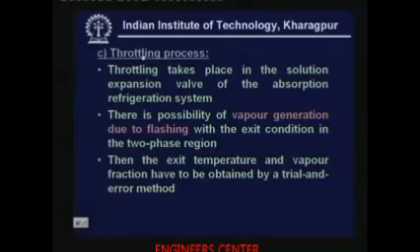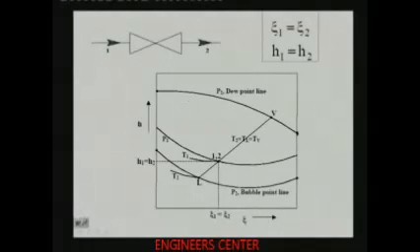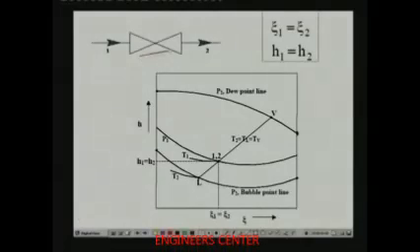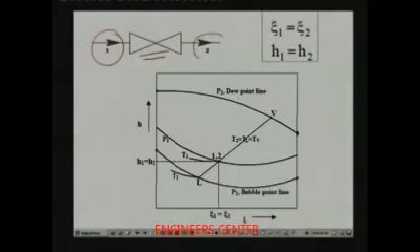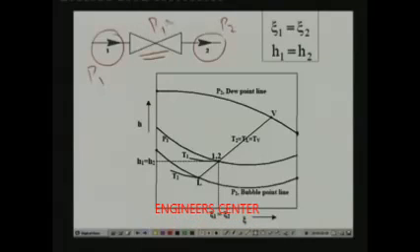So, let me quickly show the throttling process. As you know, this is the throttle valve. A solution at condition 1 passes through the throttle valve and emerges at point 2. The pressure is P1 at condition 1 and P2 at the exit, and you know that P1 is greater than P2. This is typically an isenthalpic process, so there is neither heat transfer nor work transfer during this process.